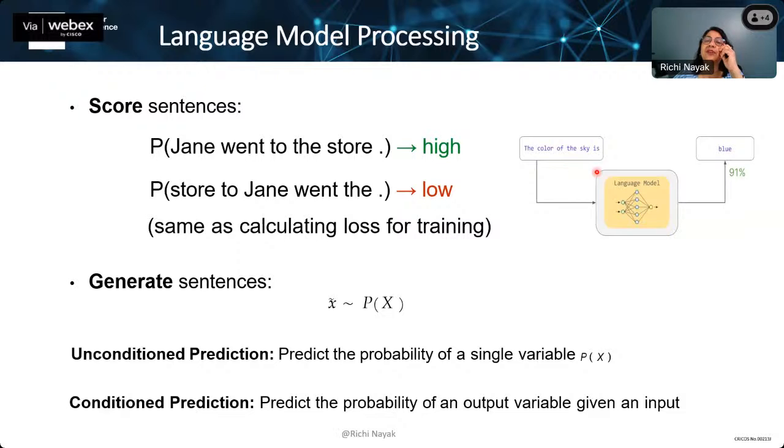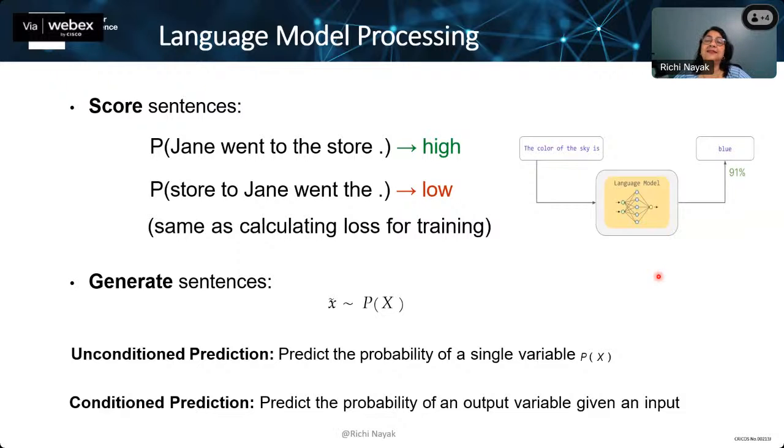But let's say for "the color of the sky is" it says grass or tree or some other random, redundant word, then the probability would be very small. The RMSE loss would be very high, so the weight adjustment does not happen. The same way we do when it's a generation task, we get the probability and the sentence with the higher probability becomes the answer for that.